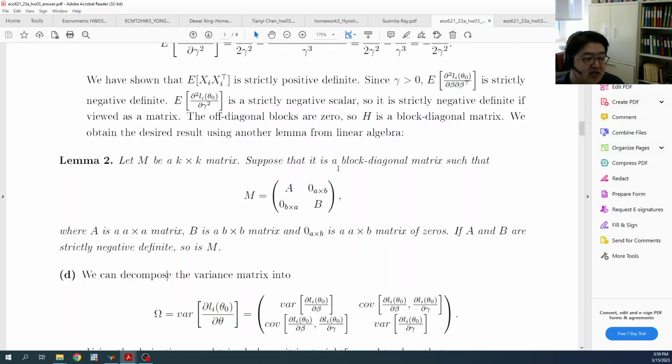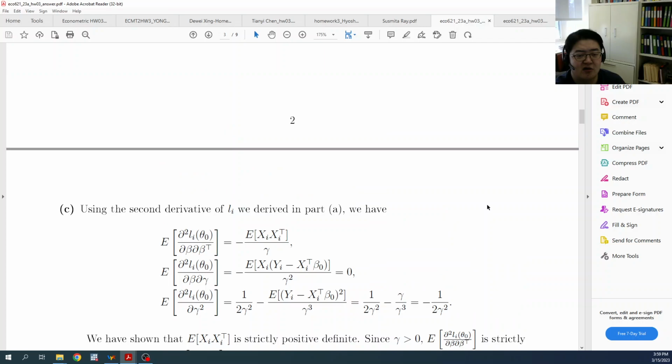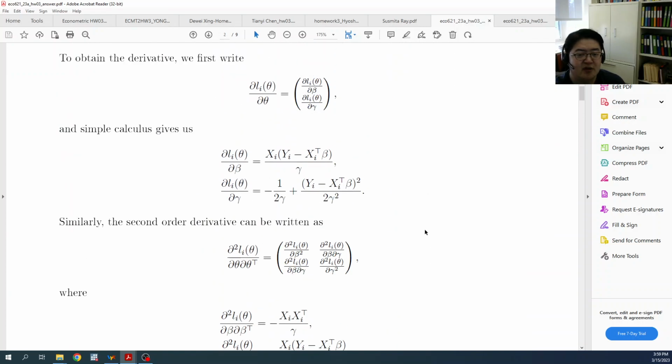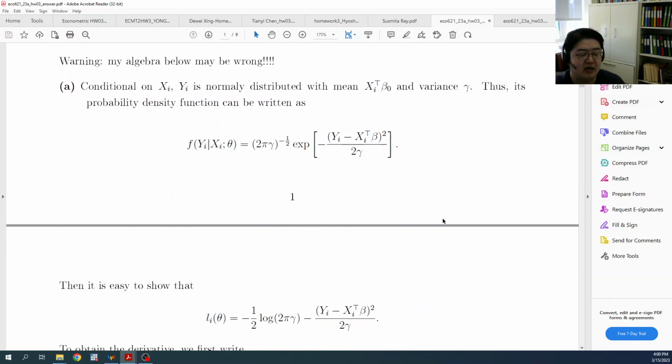So this is a very nice property. And the determinant of M is the determinant of A times the determinant of B. Block diagonal matrices have many nice properties. I'm not sure if you have learned it in an earlier class or not. If you haven't, it's a very important lemma from linear algebra. It will be very useful.